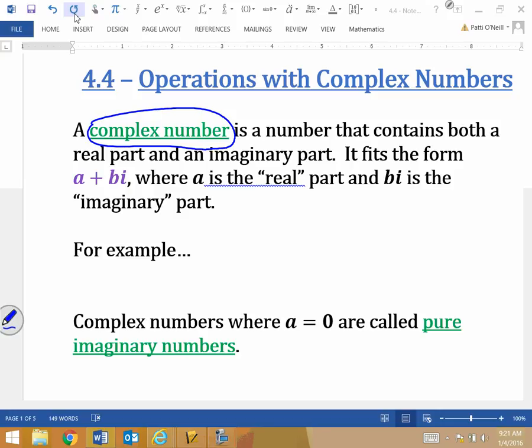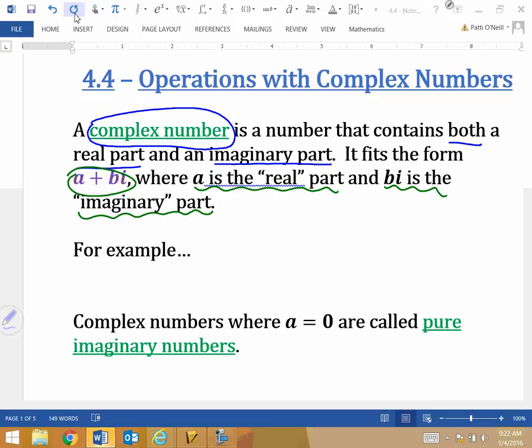So I want you to, as normal, go through and take notes on this and write down any questions that you may have as we go through the problems together and the rules together. But we're going to start off by defining a complex number. A complex number is a number that contains both a real part and an imaginary part. The form that it fits is a plus bi, where a is going to be the real part and the bi is going to be the imaginary part.